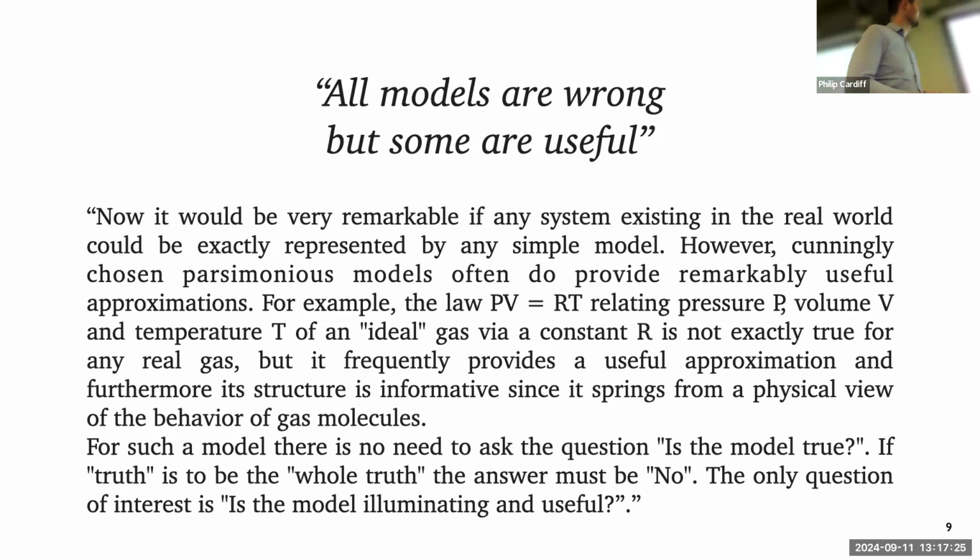However, cunningly chosen parsimonious or miserly models often do provide remarkable, useful approximations. For example, the law PV equals RT, relating pressure, volume, and temperature of an ideal gas via constant R, is not exactly true for any real gas, but it frequently provides a useful approximation. And furthermore, its structure is informative since it springs from a physical view of the behavior of gas molecules.